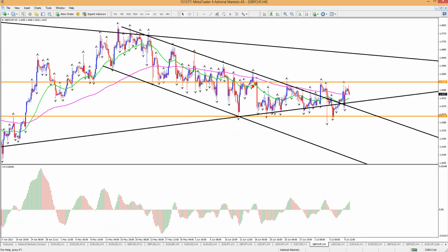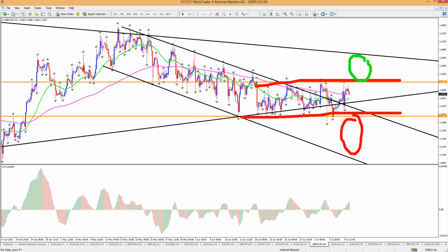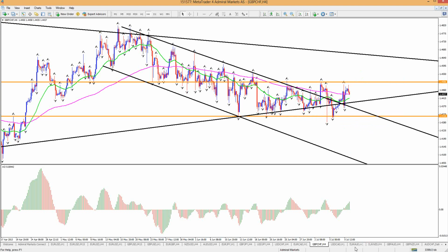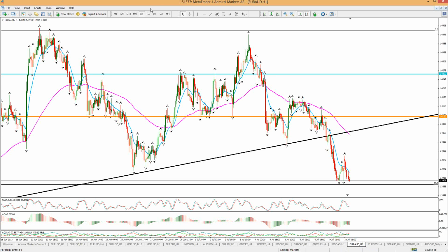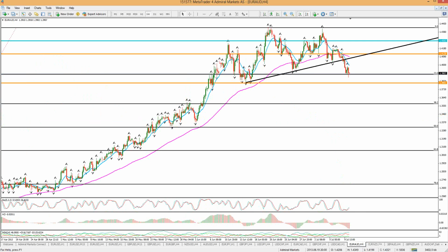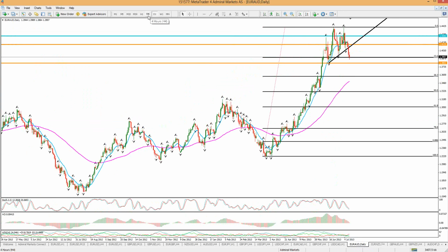It's just bouncing up and down between these tops and bottoms. So a break of the top is good to the trend line. A break of the bottom would be good to the bottom trend line here, if it finally breaks. Euro odd is breaking to the downside, actually. So we're slowly but surely in a downtrend, actually.